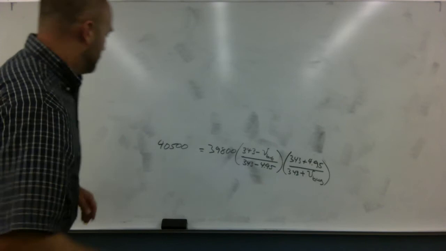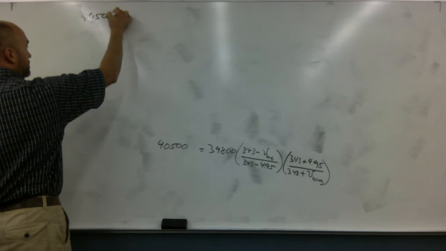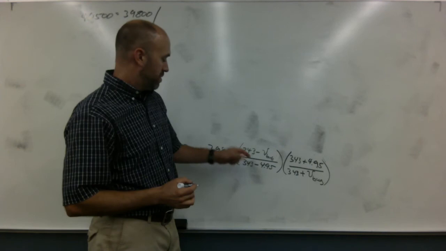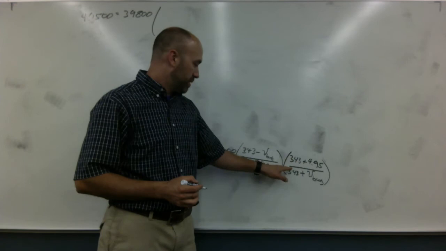Okay, so let's see. 40,500 equals 39,800 times. Let's start by adding these two together and then multiplying that number times this. So what's the summation of those two?